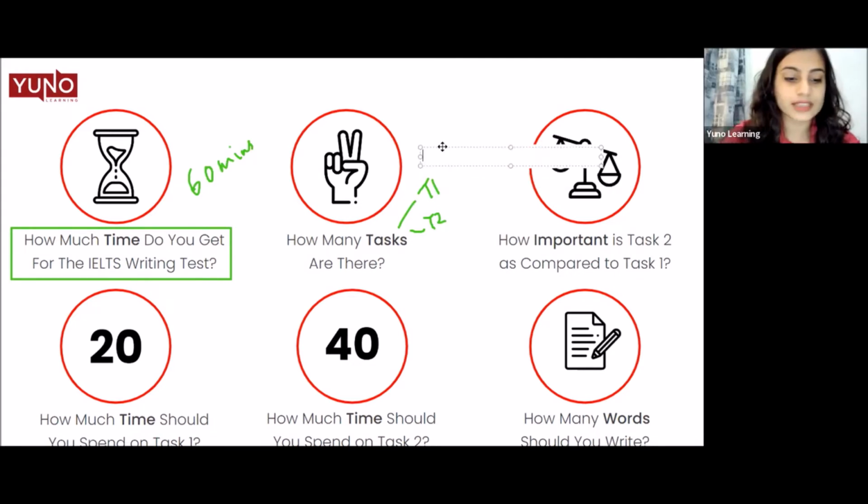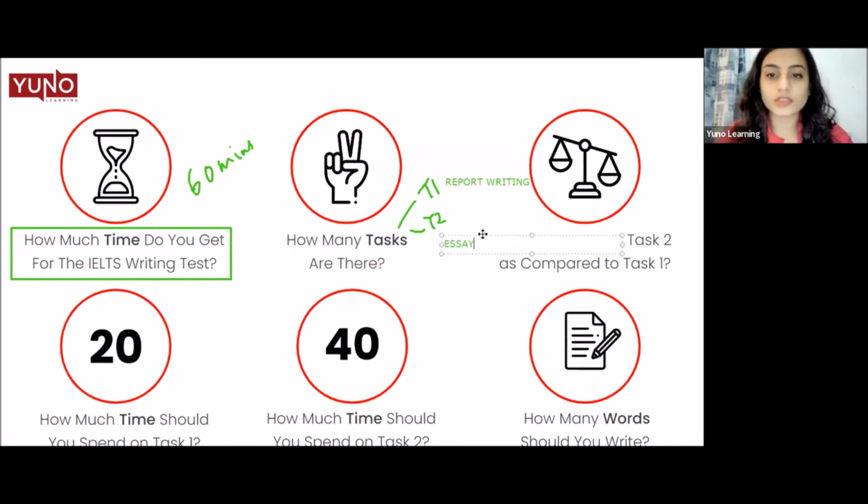Correct. So task 1, both of you write. That's report writing. And task 2 is essay writing, which is what we're going to look at today. Now, because there are 2 tasks, we need to know how important is one task compared to the other. So how important is task 2 compared to task 1?